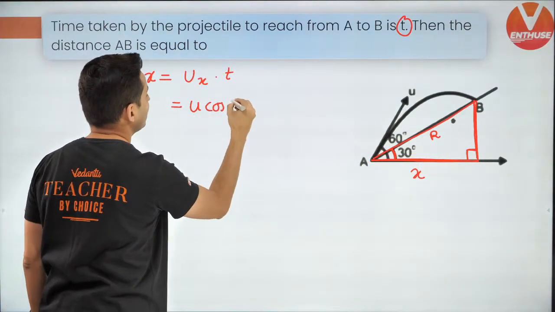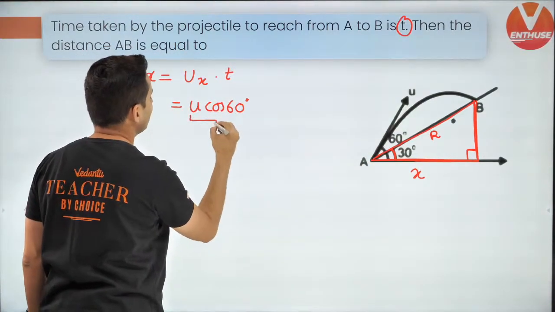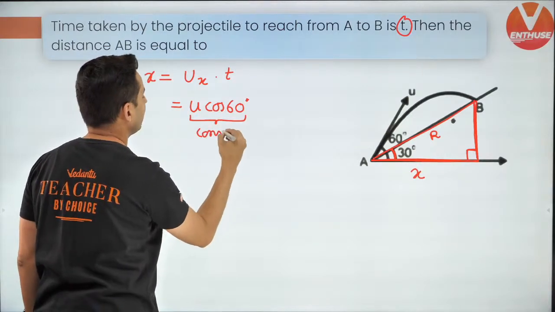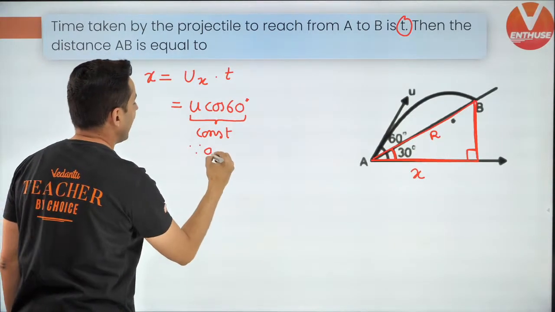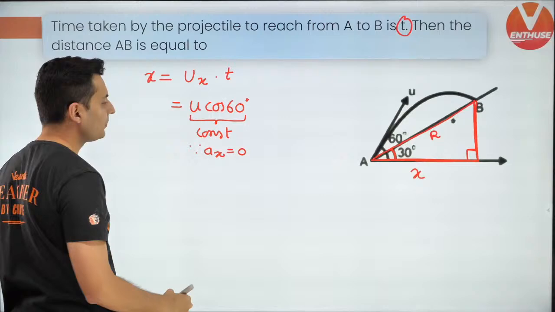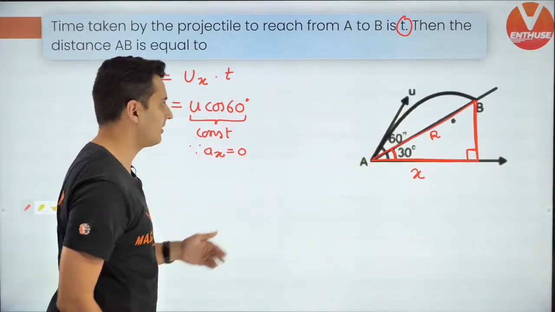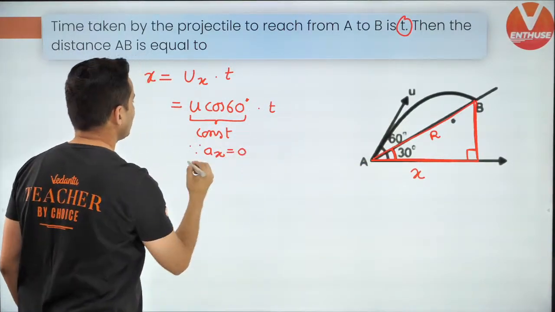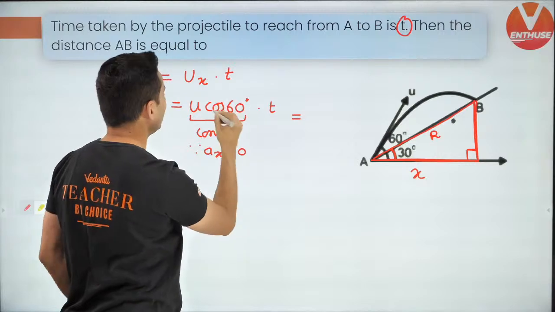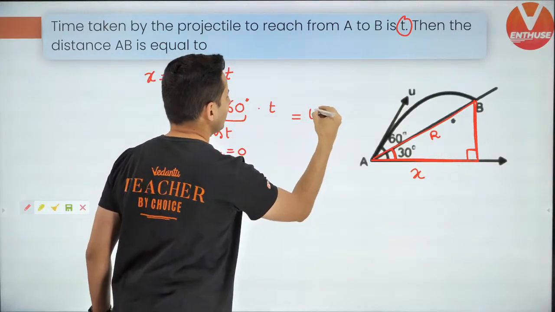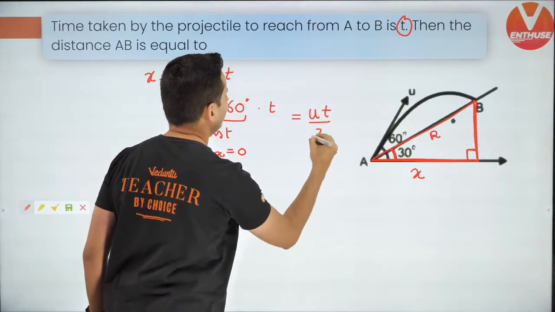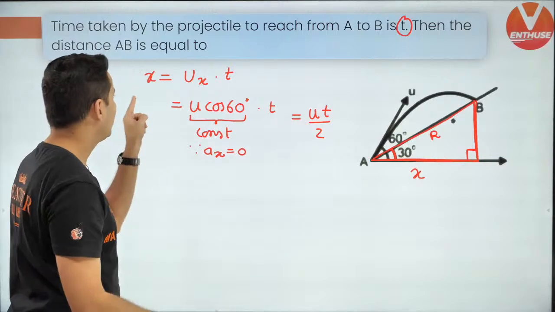u cos 60. Please remember, this is going to be a constant. Why is it a constant? Since acceleration in x direction is 0. There is no acceleration in x direction. So into time, therefore, this is just going to be cos 60 is half, right? So it will be ut divided by 2. That's the answer for x.